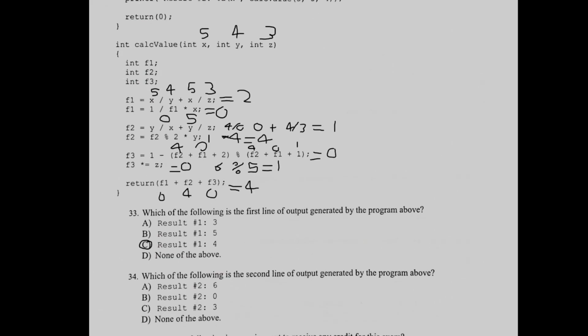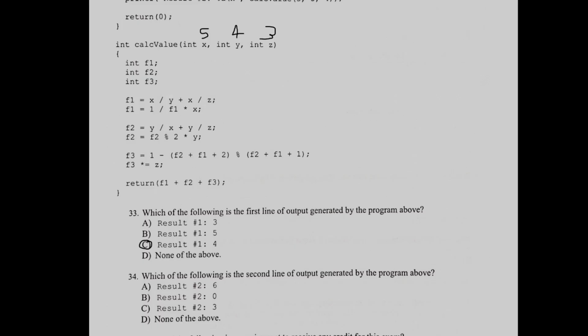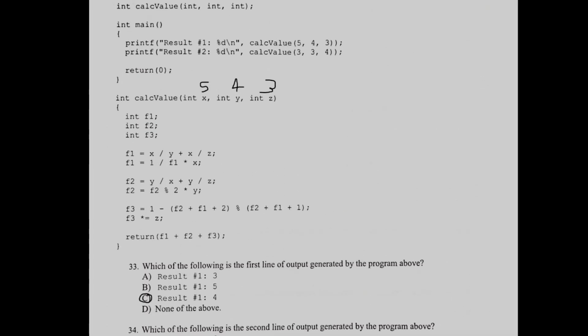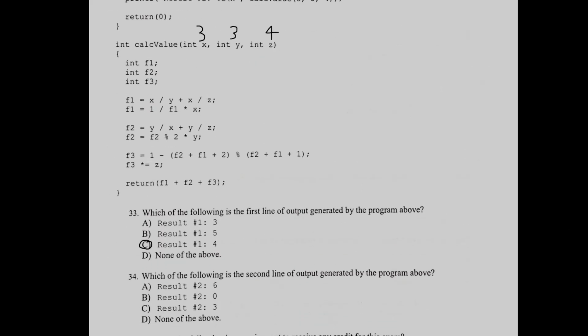All right, moving on to question 34. We have to do the same thing, but with the second inputs. This time we're inputting 3, 3, 4 into the question. So jumping right into F1, we have 3 divided by 3, which is going to be 1, plus 3 divided by 4, which is 0, so that's going to be 1 because 1 plus 0 is 1. And then we have 1 divided by 1, which is 1, times 3 is going to be equal to 3.